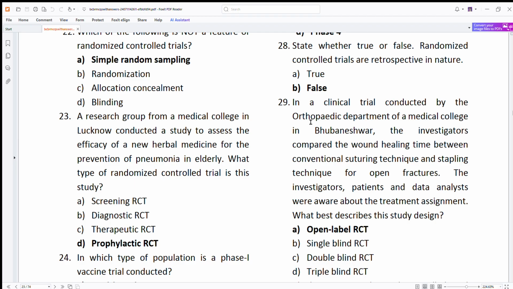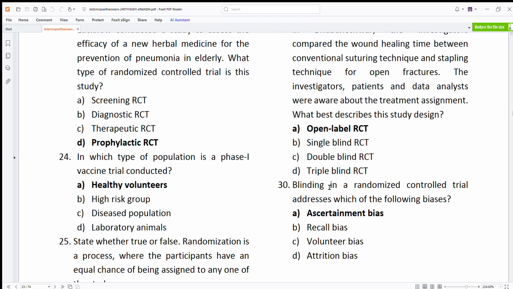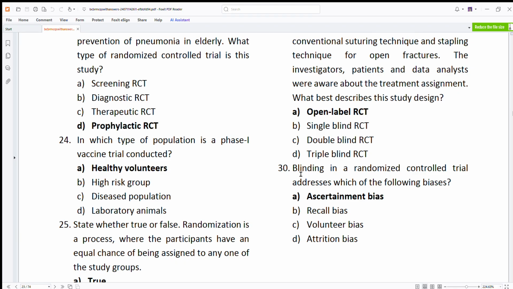In a clinical orthopedic department, about the environment, this is open label. I did an open label RCT, so I can relate to this. Everyone is aware, that is why it is open label. Blinding in a randomized control trial addresses ascertainment bias. Yes, blinding is for ascertainment bias.